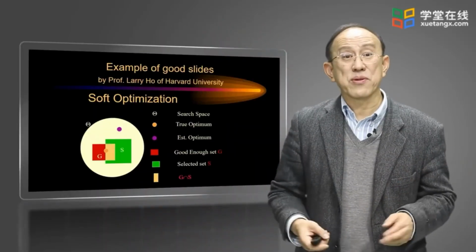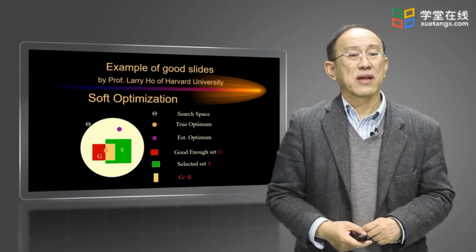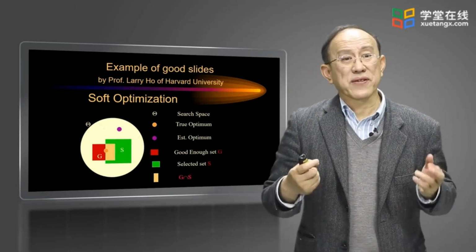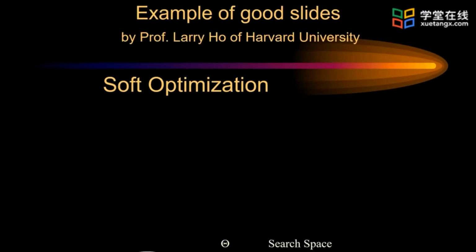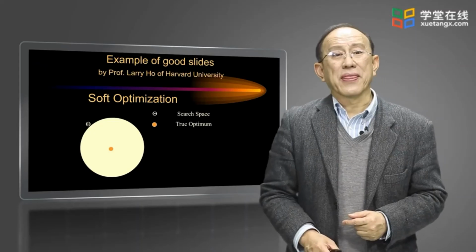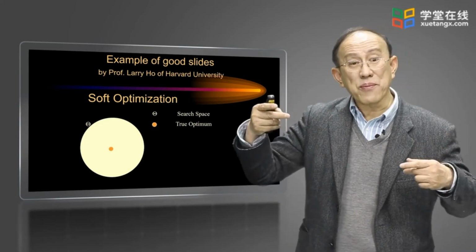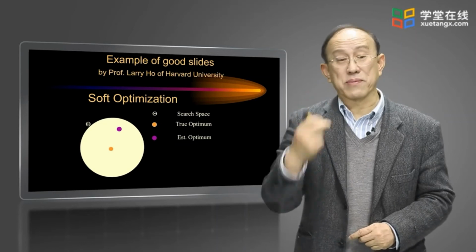Here is another example of a good slide by Professor Larry Ho of Harvard University. We try to use these slides to tell the audience what soft optimization is. Suppose we have a huge search space. If we try to find the true optimum, it is like shooting one bullet with another one. The estimated optimum may be far away from the true optimum.